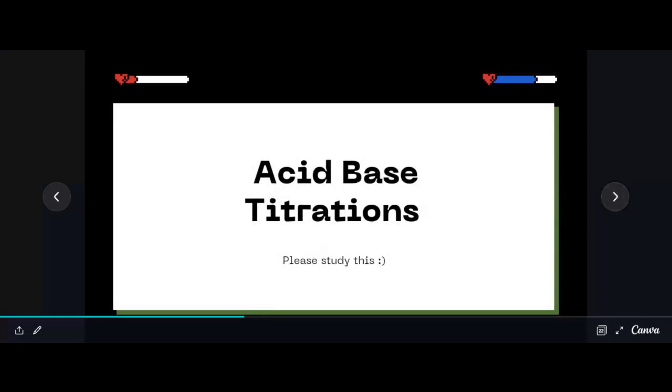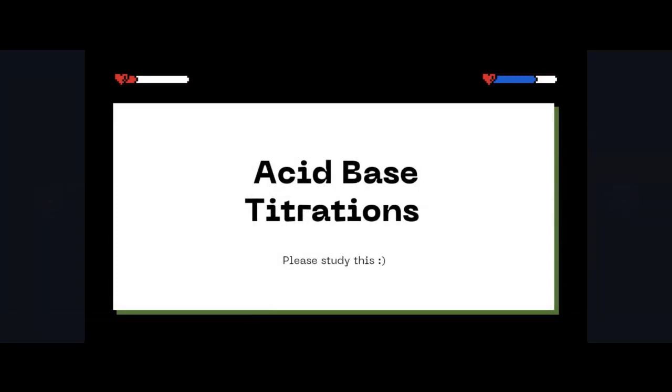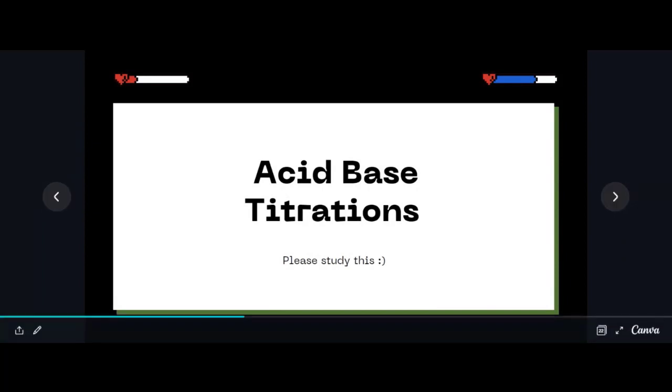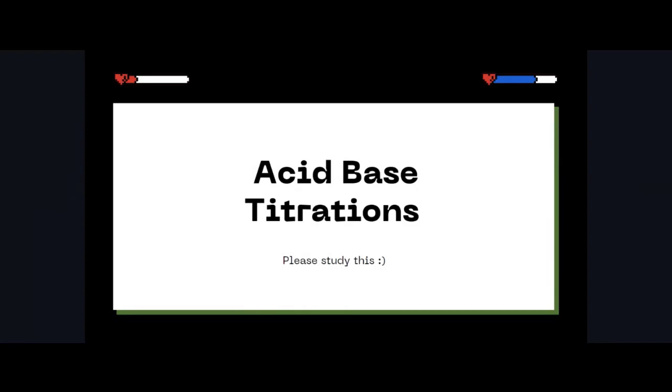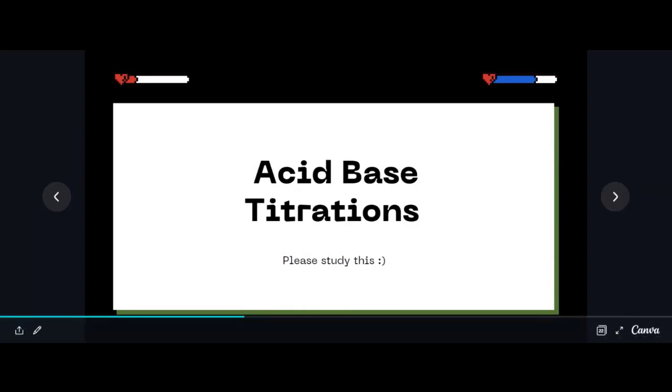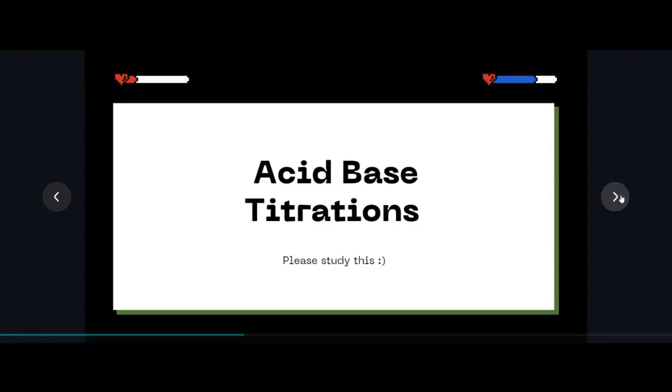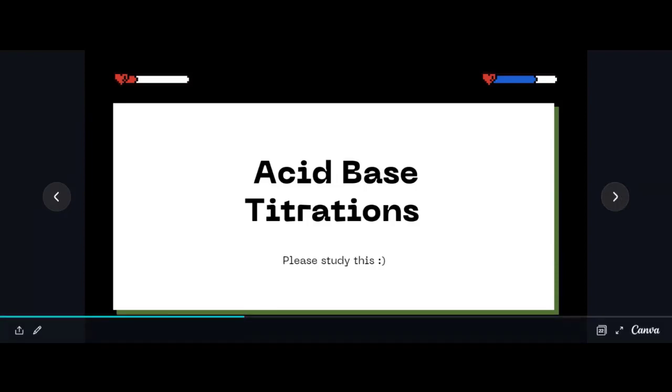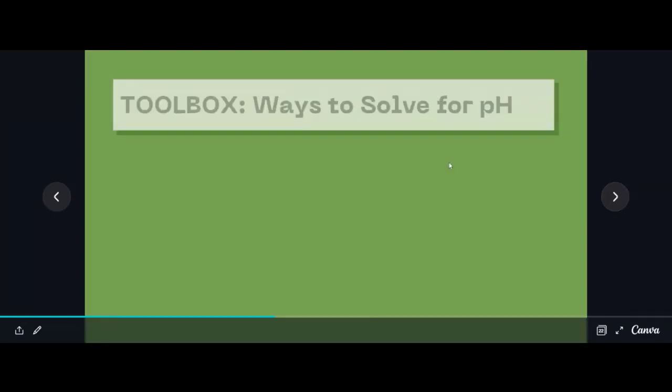Okay, now we're going to talk about acid-base titrations. And I wrote, please study this on the slide, because this topic is pretty rough for a lot of students. So it's really important that you do as much practice of this as possible. You should probably practice a lot with the other topics too, but I feel like this one is important and it trips students up because there's just a lot of stuff involved. So we're going to break down what it is. What do you do in an acid-base titration?